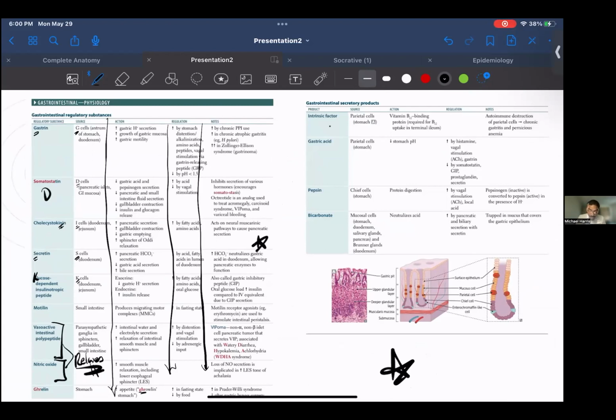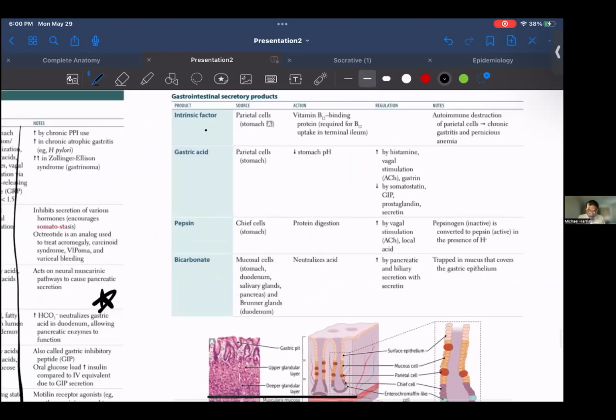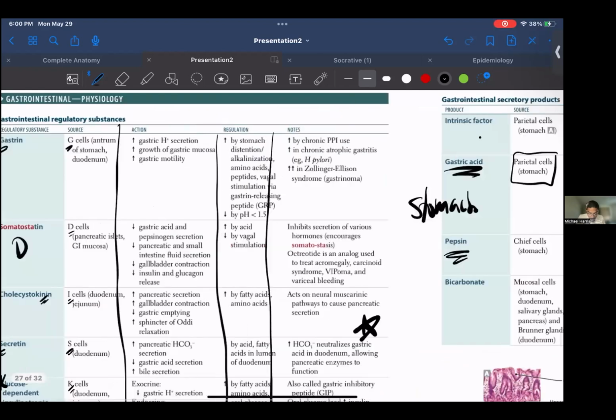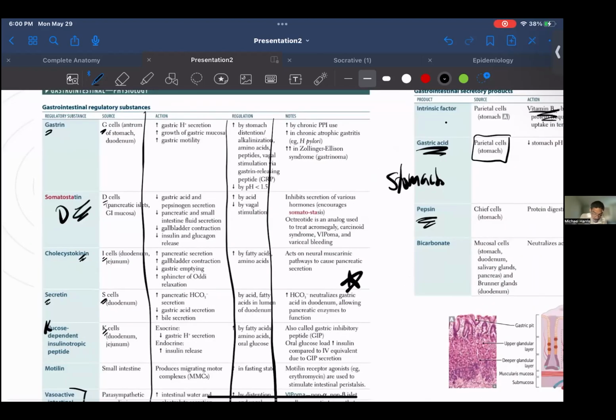Intrinsic factor. This is big when it comes to B12, right? Gastric acid comes from the parietal cells in the stomach. This all comes from the stomach. Let me show you. Gastric acid. We have pepsin from the chief cells. We have somatostatin with the D cells. This is all stomach.